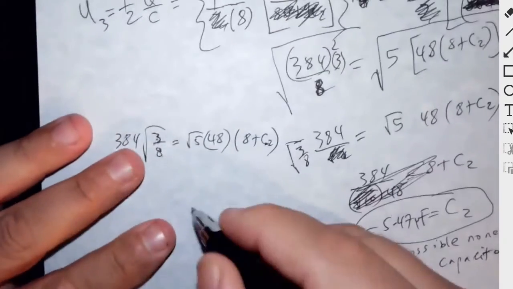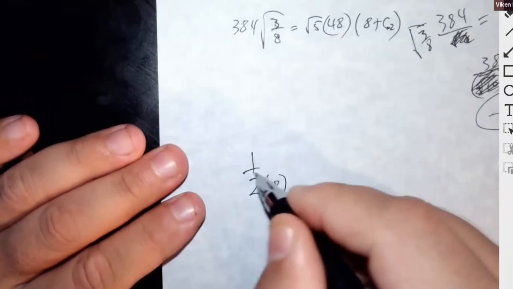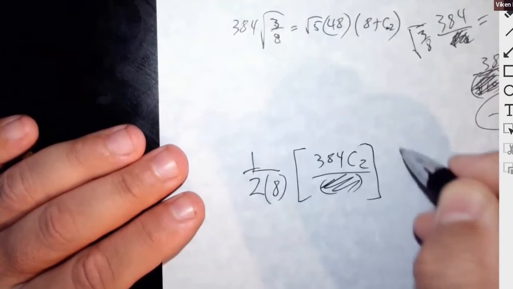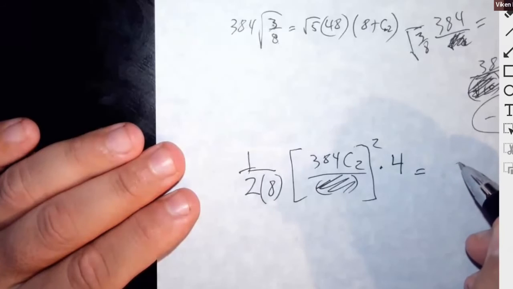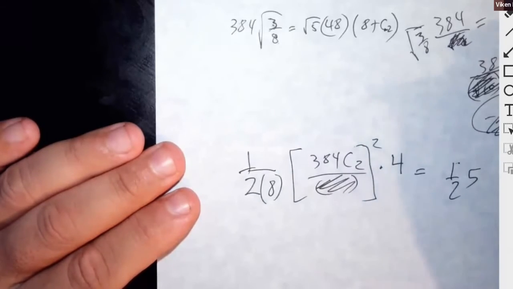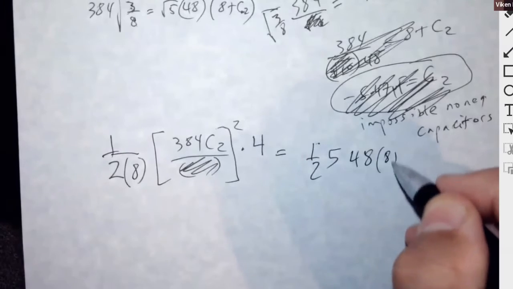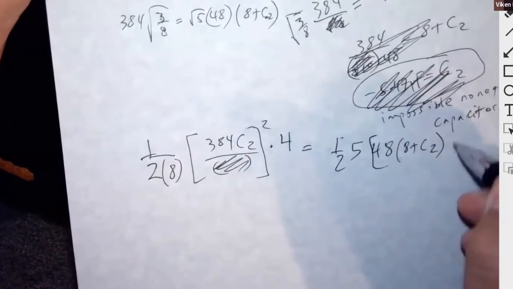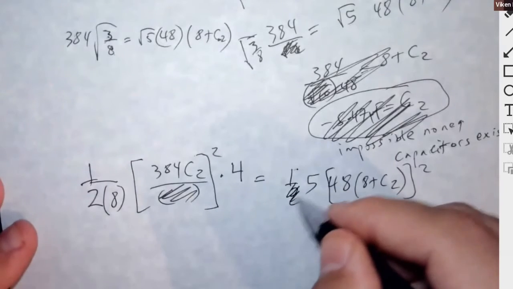Okay, so now let's say we have, so the equation will look like this. 1 over 2, 8, so it'll be 384 C2 over something that canceled times 4, and that's equal to 1/2 5. So this answer was wrong. 1/2 5 times 48, 8 plus C2, right, times the quantity squared. So it seems like the only thing that changed is there's an extra C2 here. So the 2's cancel again.